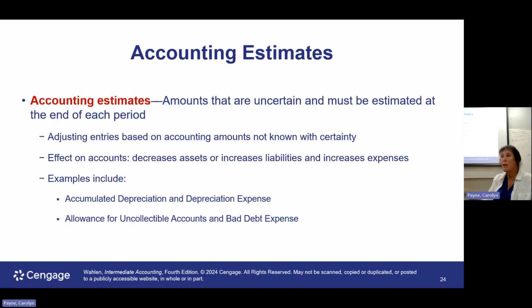So you're going to credit the allowance account in order to bring accounts receivable down to net realizable value, right? Accounts receivable is a debit, the allowance account is a credit. The two of them netted together equals net realizable value. So when we estimate how much is going to go bad, we're going to credit the allowance account.